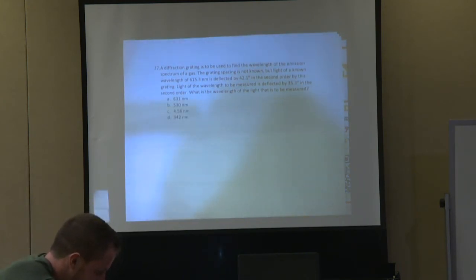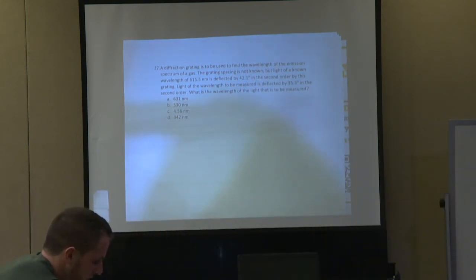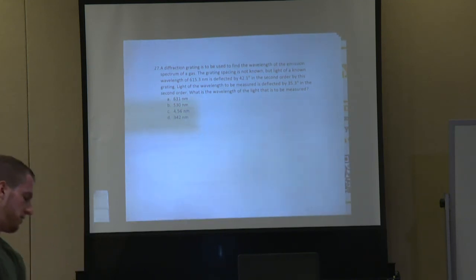27, a diffraction grating is to be used to find the wavelength of the emission spectrum of a gas. The grating spacing is not known. The light of a known wavelength of 615.3 nanometers is deflected by 42.1 degrees in the second order by this grating. Light of the wavelength to be measured is deflected by 35.3 degrees in the second order. What is the wavelength of the light that is to be measured?